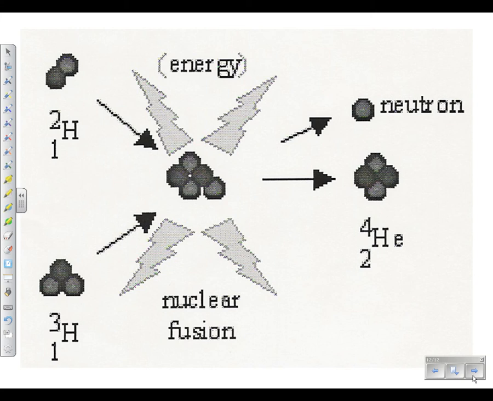proton and one neutron. Down here, this hydrogen in the bottom left-hand corner, that's hydrogen because it has one proton, but it has 2 neutrons. These are isotopes of hydrogen. This one is called deuterium. This one is called tritium.